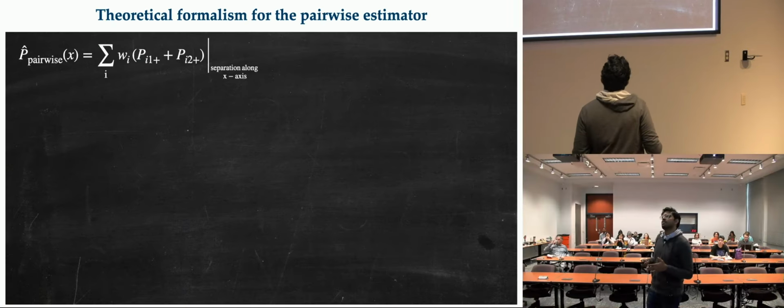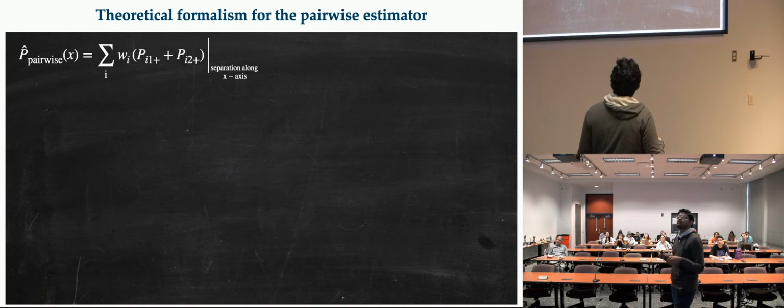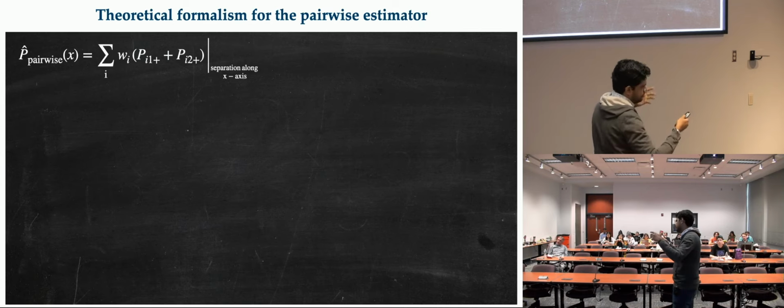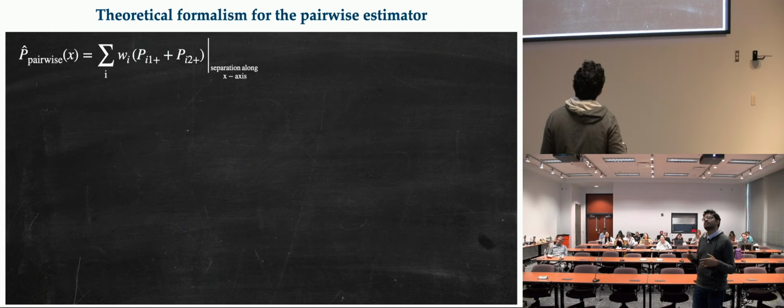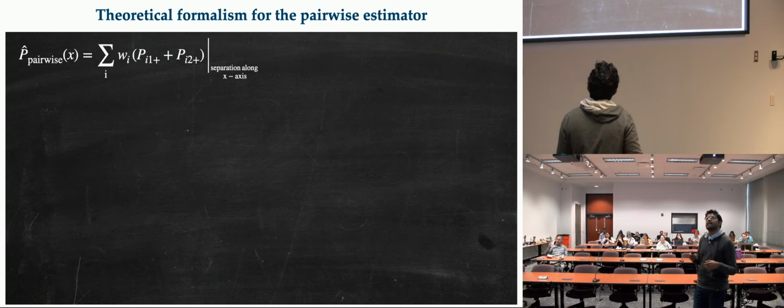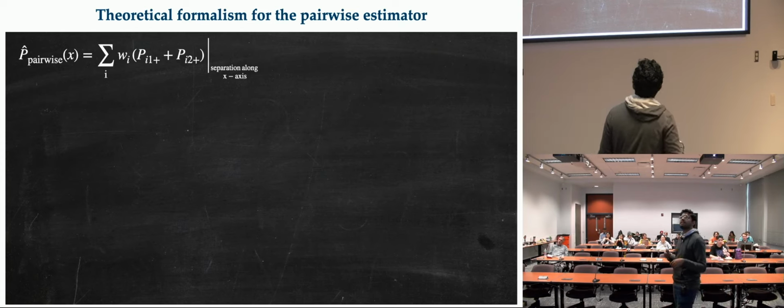The next part of the talk is how to formulate this whole story mathematically. What you have is an estimator in which you add the polarization from one cluster and the polarization from the second cluster. You align the intercluster separation along the x-axis of your chosen coordinate system. You weight it by some factors, which I will talk about in detail later. And then you sum over all such pairs. When you do that, you can formulate this pairwise estimator.